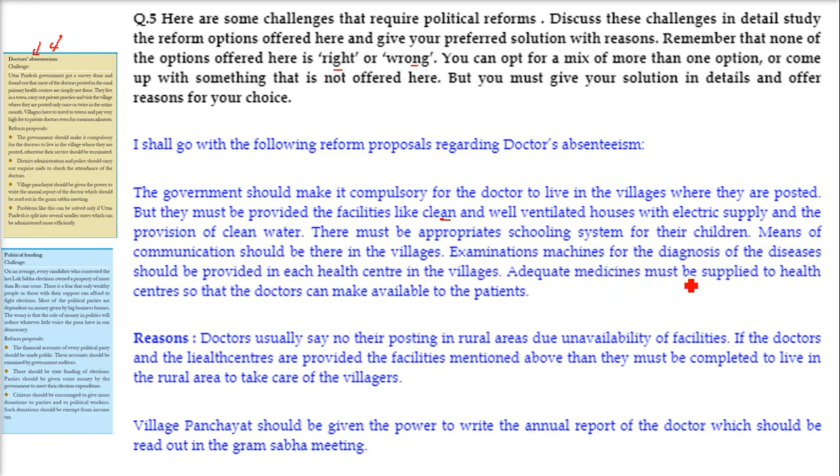And adequate machines must be supplied to health centers so that the doctors can be available to the patients. So good medicine, excellent infrastructure, equipment, instruments and medical surgicals should be provided. The reason is that doctors usually say no to postings in rural areas. Why? Because of the unavailability of these facilities. If the health centers provide the facilities we just mentioned above, the doctors will easily live in the villages rather than running to the urban areas to do their practice.